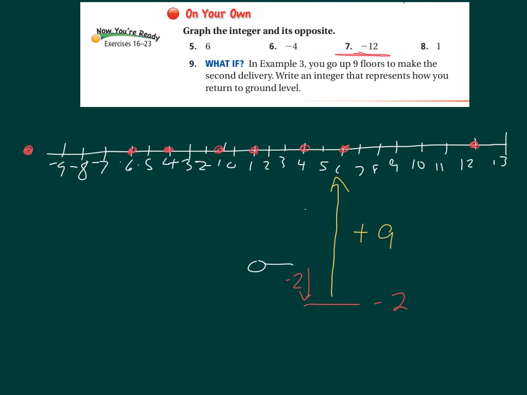And when we go up 9 floors, what we're going to end up at is 7. So to get back to ground level, at the end of the problem, we would have to go negative 7. So number 9, you're going to say negative 7 instead of negative 5. Check the schedule for your homework assignment, guys. And again, make sure you're reading all the directions, and it should be pretty straightforward.